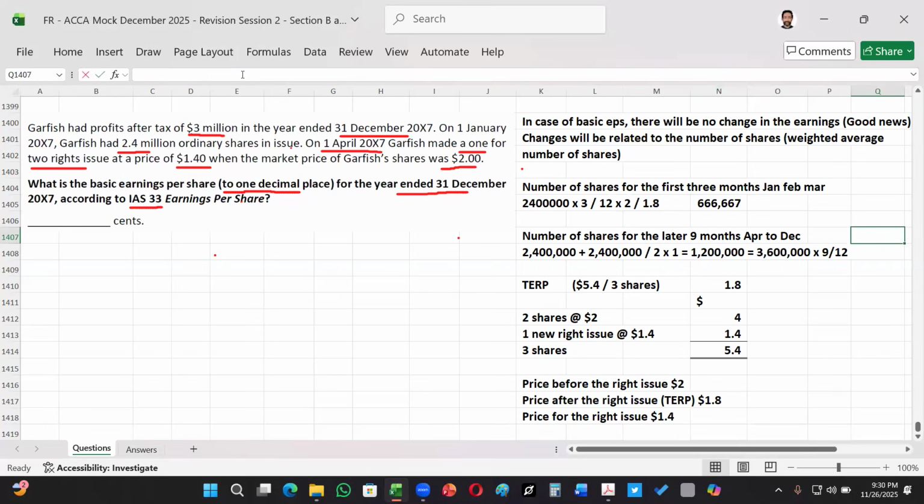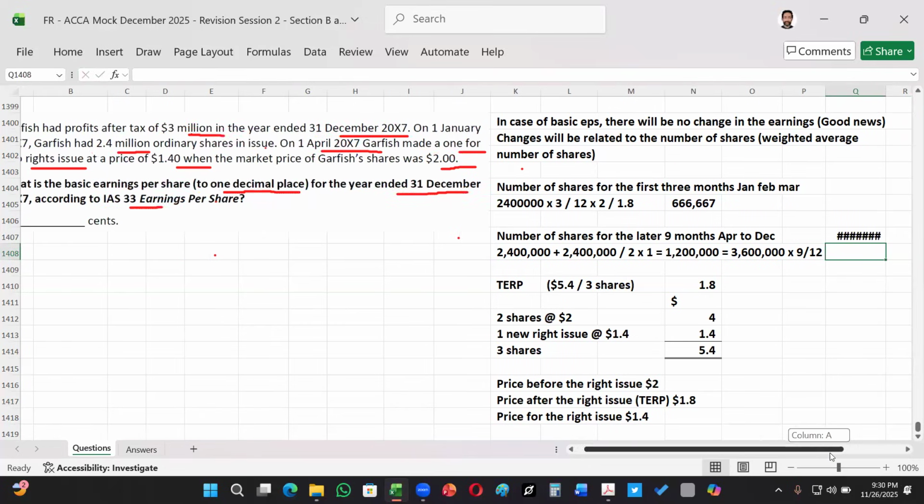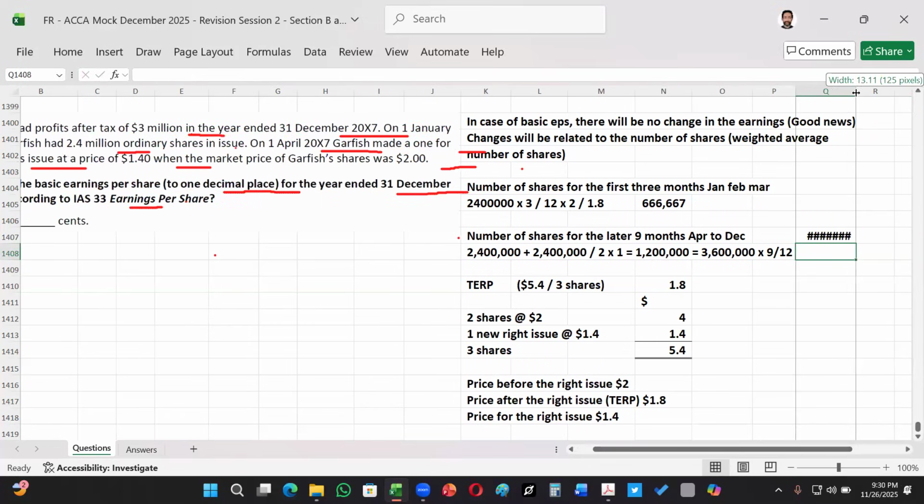However, the later 9 months does not need a lot of calculation. This is just going to be 3.6 million multiplied by 9 divided by 12. So let's calculate the value here. That is 2.7 million.